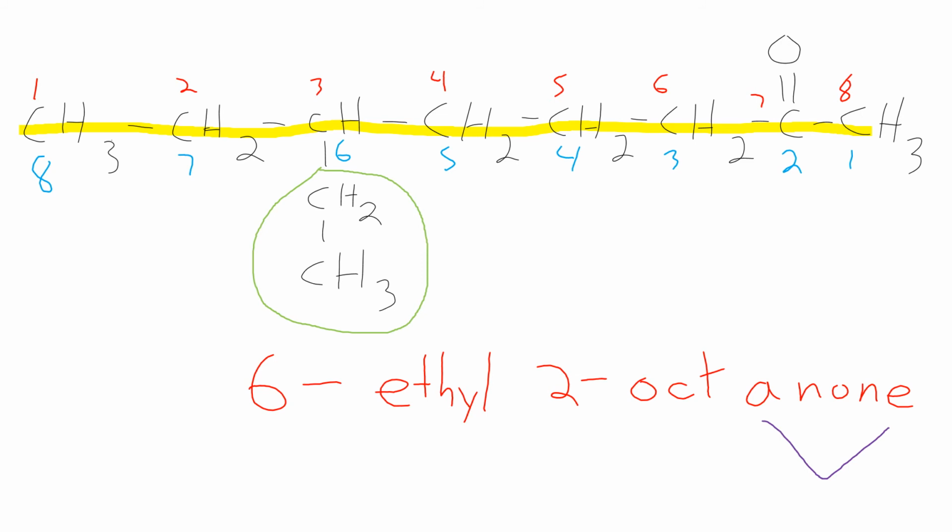You're seeing the ending. We have the -one ending. That's telling us the functional group. The oct is telling us carbons in the carbon chain. The 2 is describing the location of the functional group. Out in front, the ethyl is describing your branch size. And finally, the very front, that 6 is describing the location of that branch. Again, that same patterning of the naming happens here.